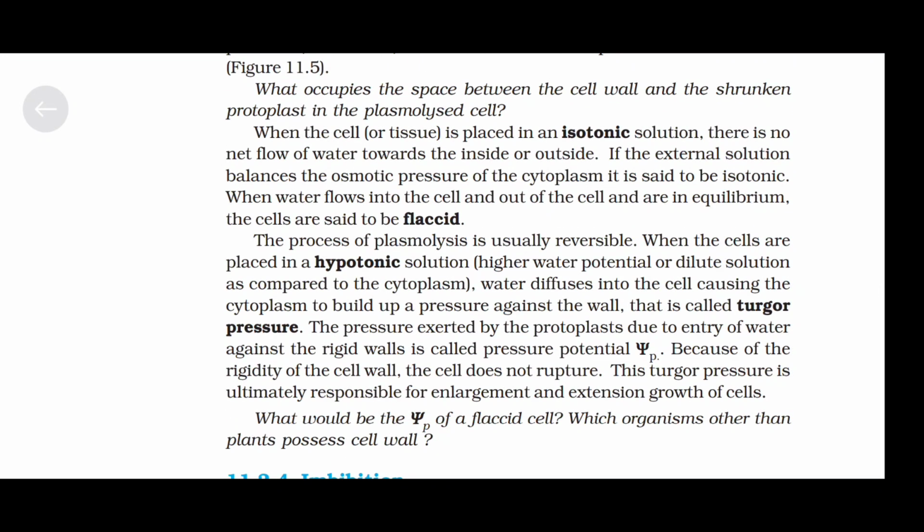When the cells are placed in a hypotonic solution, with higher water potential or a dilute solution as compared to the cytoplasm, water diffuses into the cell, causing the cytoplasm to build up a pressure against the wall. That is called turgor pressure. The pressure exerted by the protoplast due to entry of water against the rigid wall is called pressure potential, psi p. Because of the rigidity of the cell wall, the cell does not rupture.